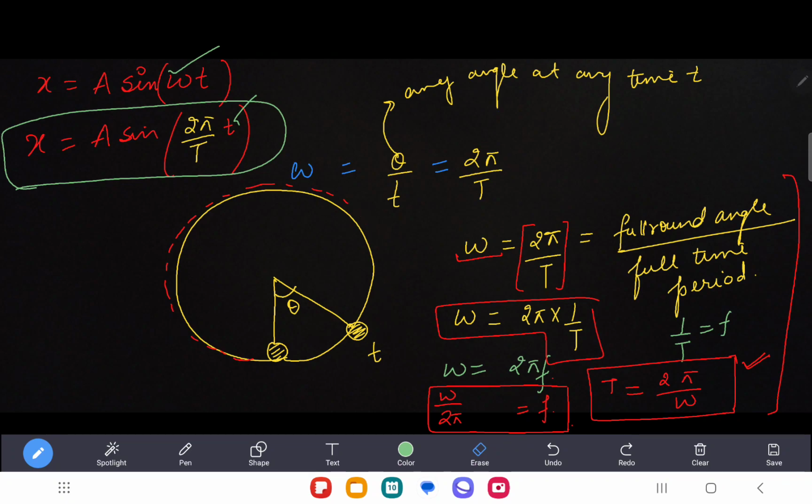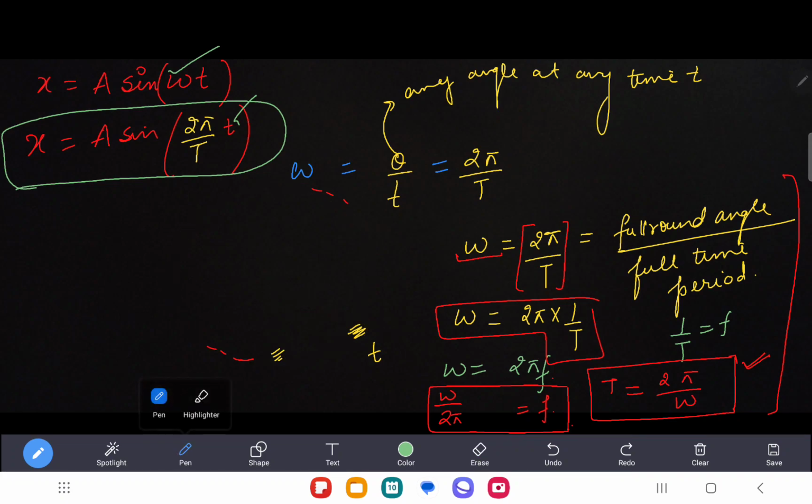Any doubts in this part? No. Right? So this is how we actually do the derivations part. Next class we'll be doing certain more numericals, because I have a class right now.